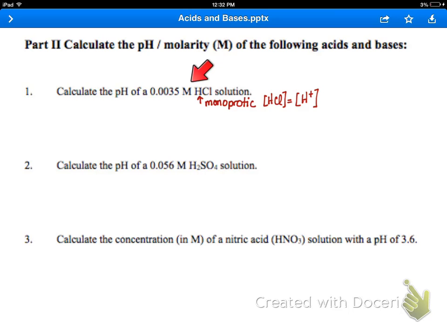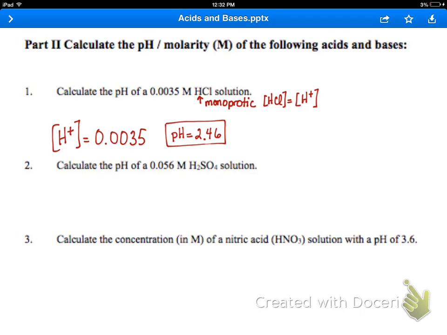The concentration of HCl is going to be the H+, and then we'll work exactly the same way that we just did and figure out the pH. So H+ is given, and we can calculate pH, just one step.